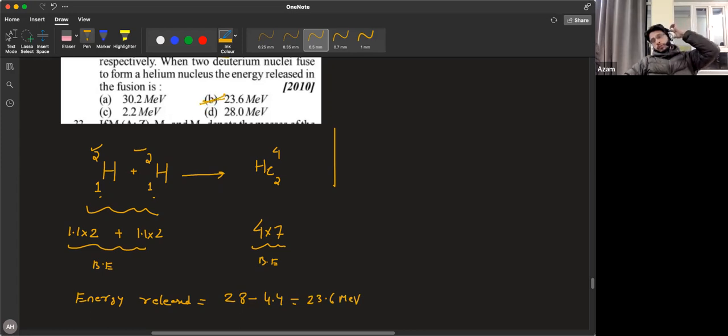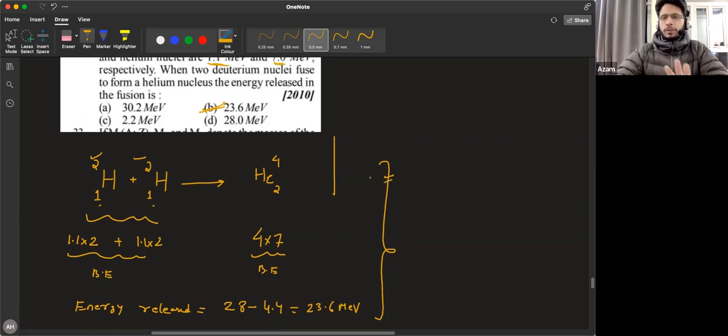This is another type of question on binding energy and binding energy per nucleon. There's no question of this category in NCERT, but if you look at previous year's questions, then I believe you will find these type of questions also. Is it clear? Yes, sir.